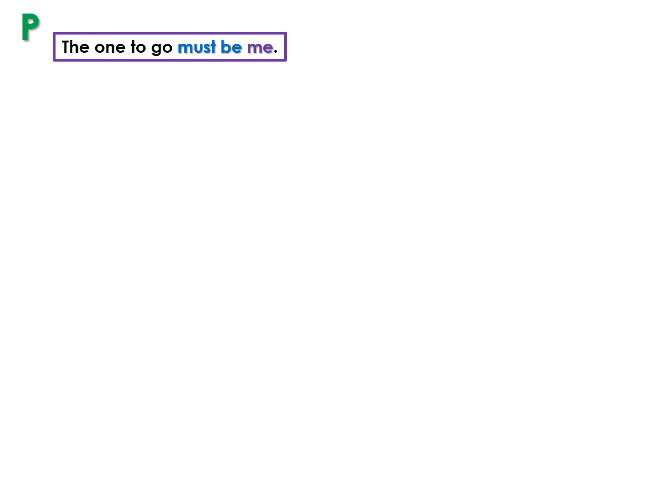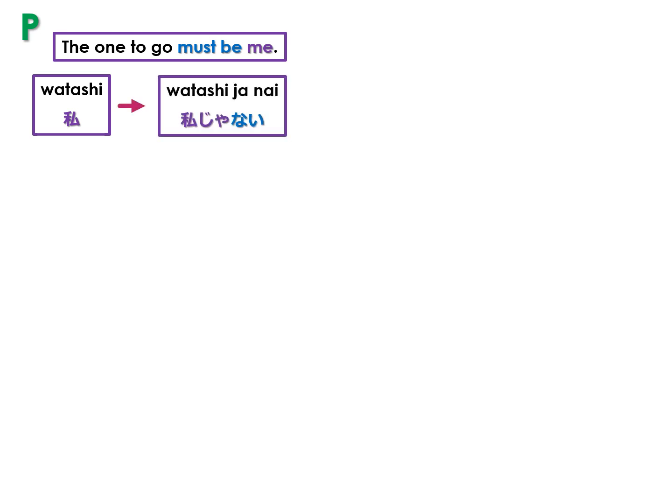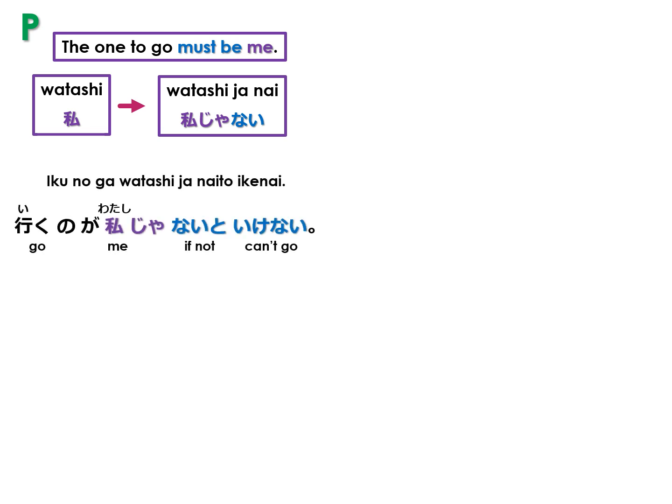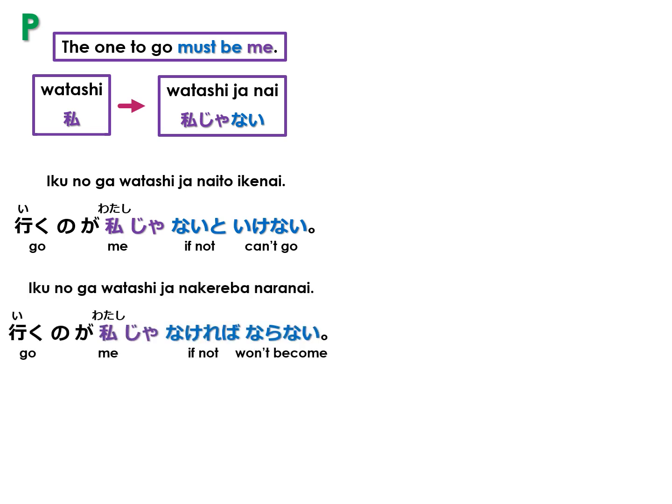Our next example is that of a pronoun, watashi, and the sentence is, the one who will go must be me. The nai form of watashi is watashi janai, and I can say, iku no ga watashi janai to ikenai. Iku no ga watashi janakereba naranai.